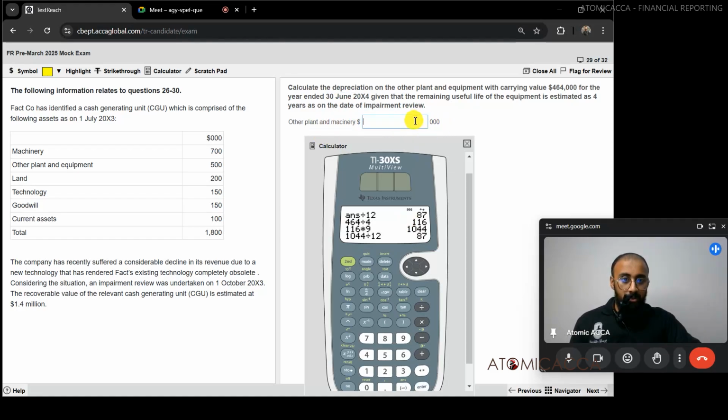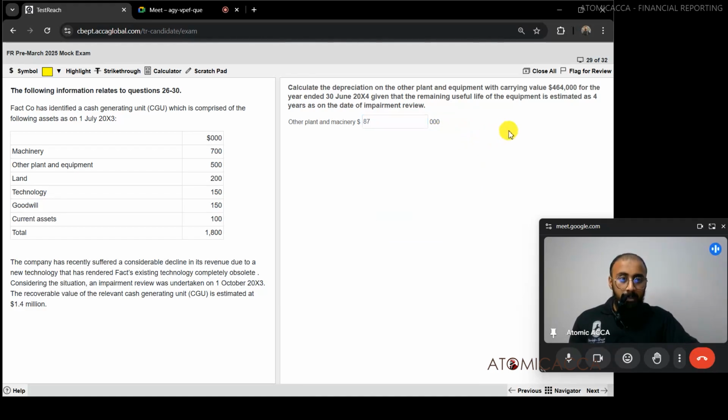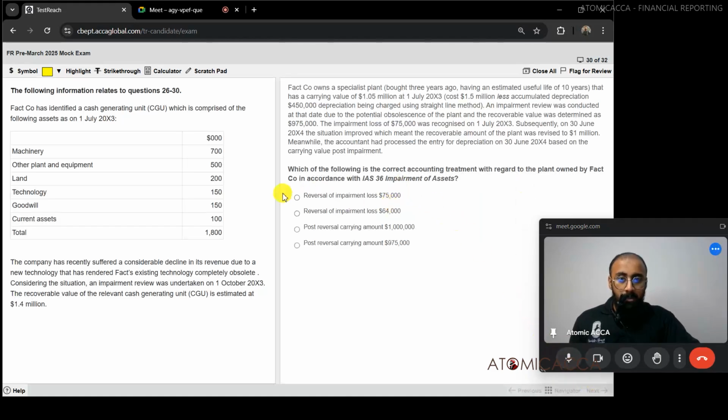Since 3 zeros are there already, I just have to write 87. Don't write the full 87,000. Don't write like this. Okay, that will be a wrong answer. So just write only 87 over there. So this question is also done. Next one. Which of the following is the correct accounting treatment with regards to the plant owned by Fact Company in accordance with IAS 36 impairment of assets? Okay. Fact Company owned a specialist plant bought 3 years ago having an estimated useful life of 10 years. So that means 3 years ago, 10 years, now 7 years remaining.